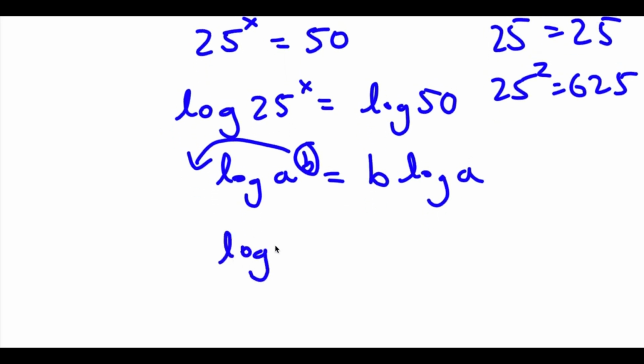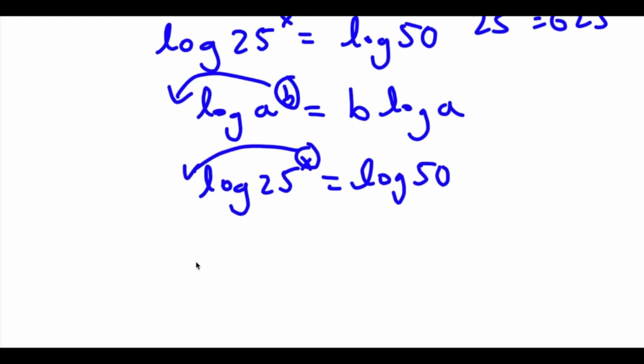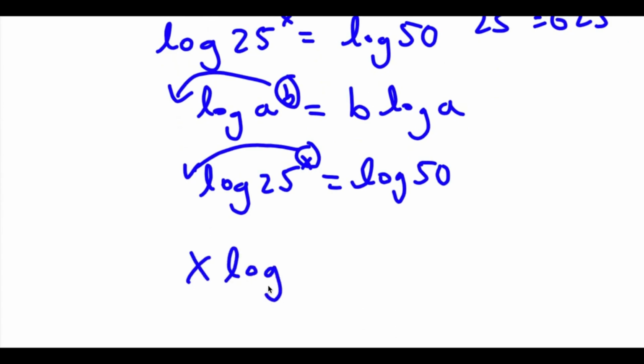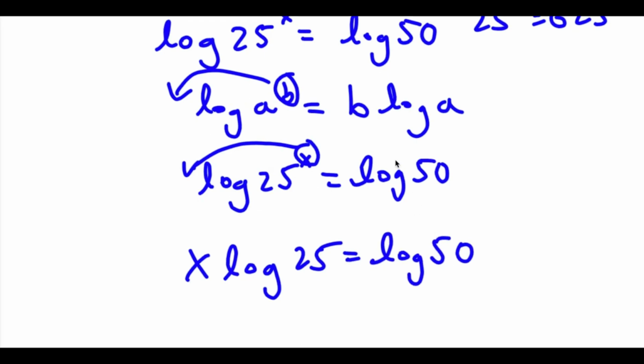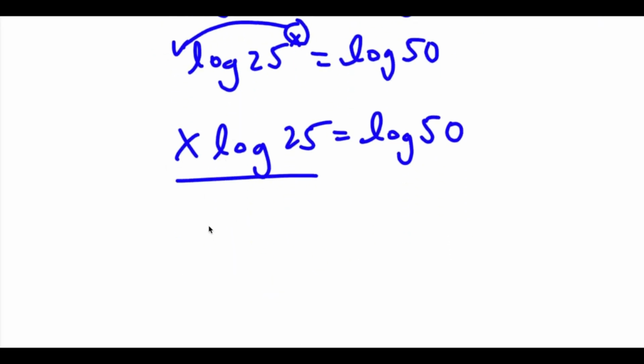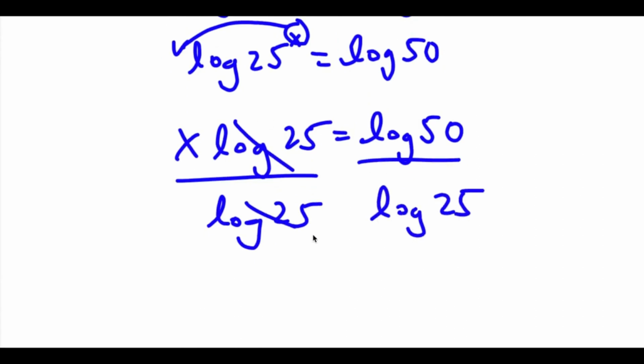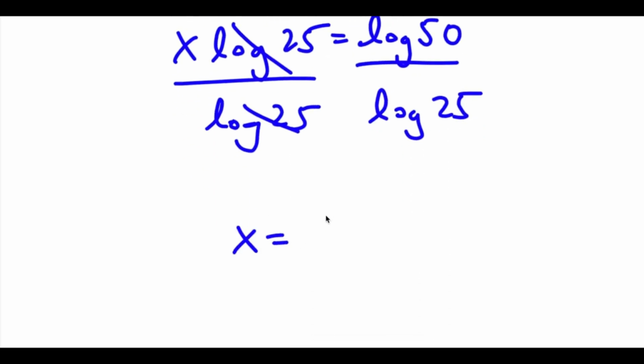So I have log 25 to the power of x is equal to log 50. Now I can move my exponent x to the front of the logarithm. So now I have x times log 25 is equal to log 50. Now, to solve for x, all I have to do is get rid of log 25, so I can do that by dividing both sides by log 25. So now these two cancel out, and I'll have x is equal to log 50 over log 25.